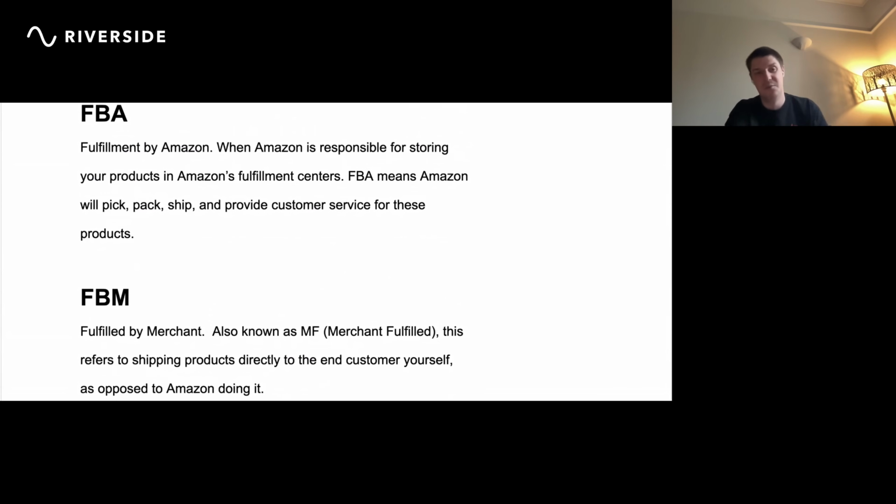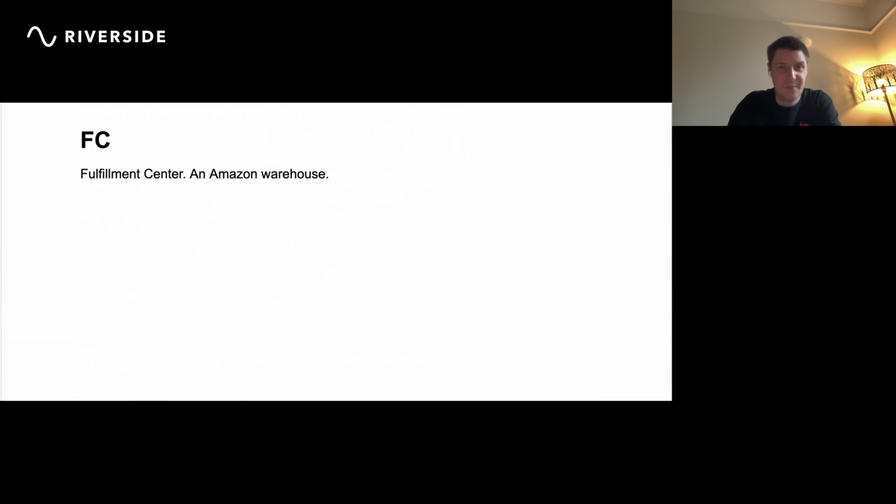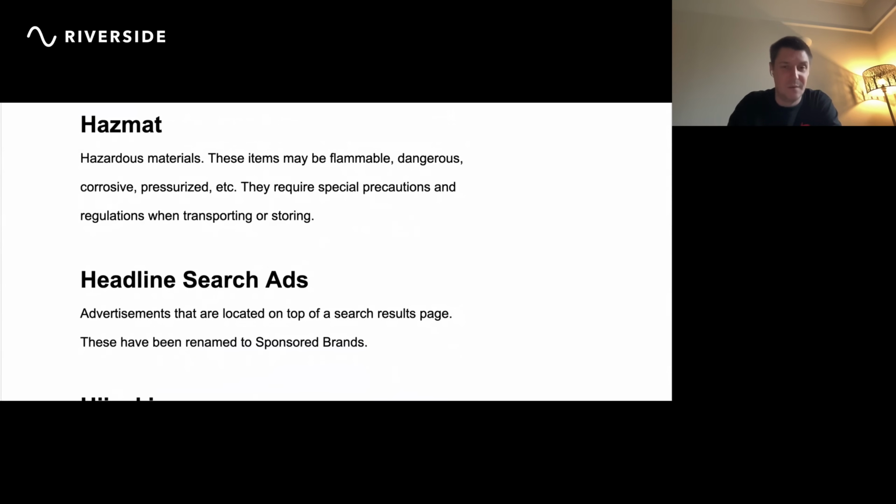Whereas with FBM, also known as fulfilled by merchant or merchant fulfilled, this is where you as the brand owner will be shipping those products yourself. You'll be responsible for picking that from your own warehouse, packing that, shipping that, and then dealing with the customer service yourself. FC, it's just covered above. That's a fulfillment center. That's one of Amazon's warehouses that you'll be shipping to, and that you'll find those all over Europe and all over the United States.